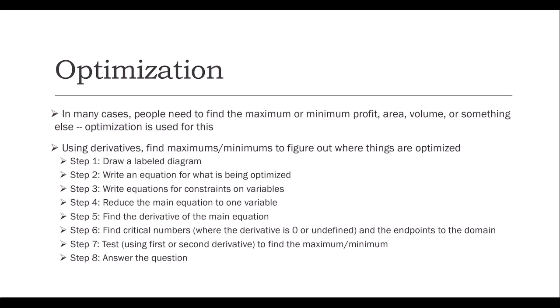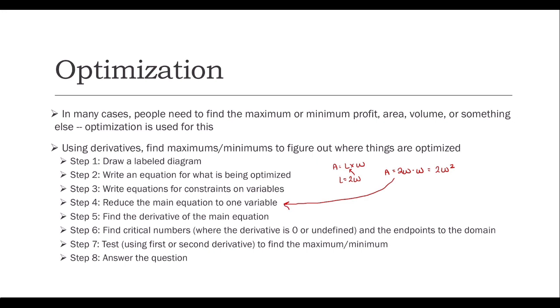And in step 4, you would reduce the main equation to one variable. So if area is length times width, and we know that our length is 2 times our width, we could plug in 2w for length to get that area equals 2w times w, which is 2w squared. So then this would become the main equation with one variable.